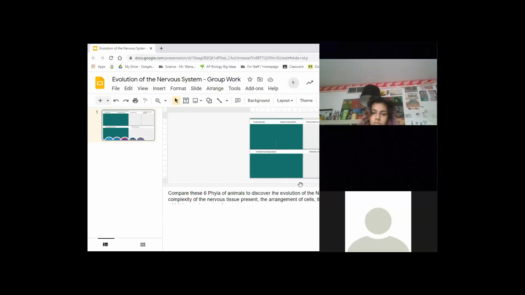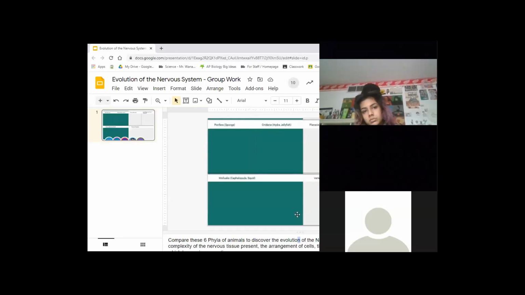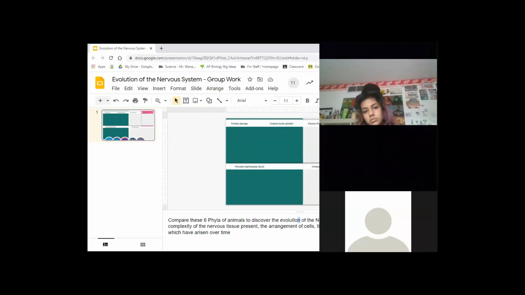Look at the organization of the nervous system. Do they have cells? Do they have tissues? Do they have an organ system? What is the arrangement of the nervous system or arrangement of the body? So there's bilaterally symmetrical, radially symmetrical, asymmetrical. What else? Just maybe what new adaptations have occurred in this phyla. Okay, so talk about cells, tissues, organs, new features that have arisen over time.